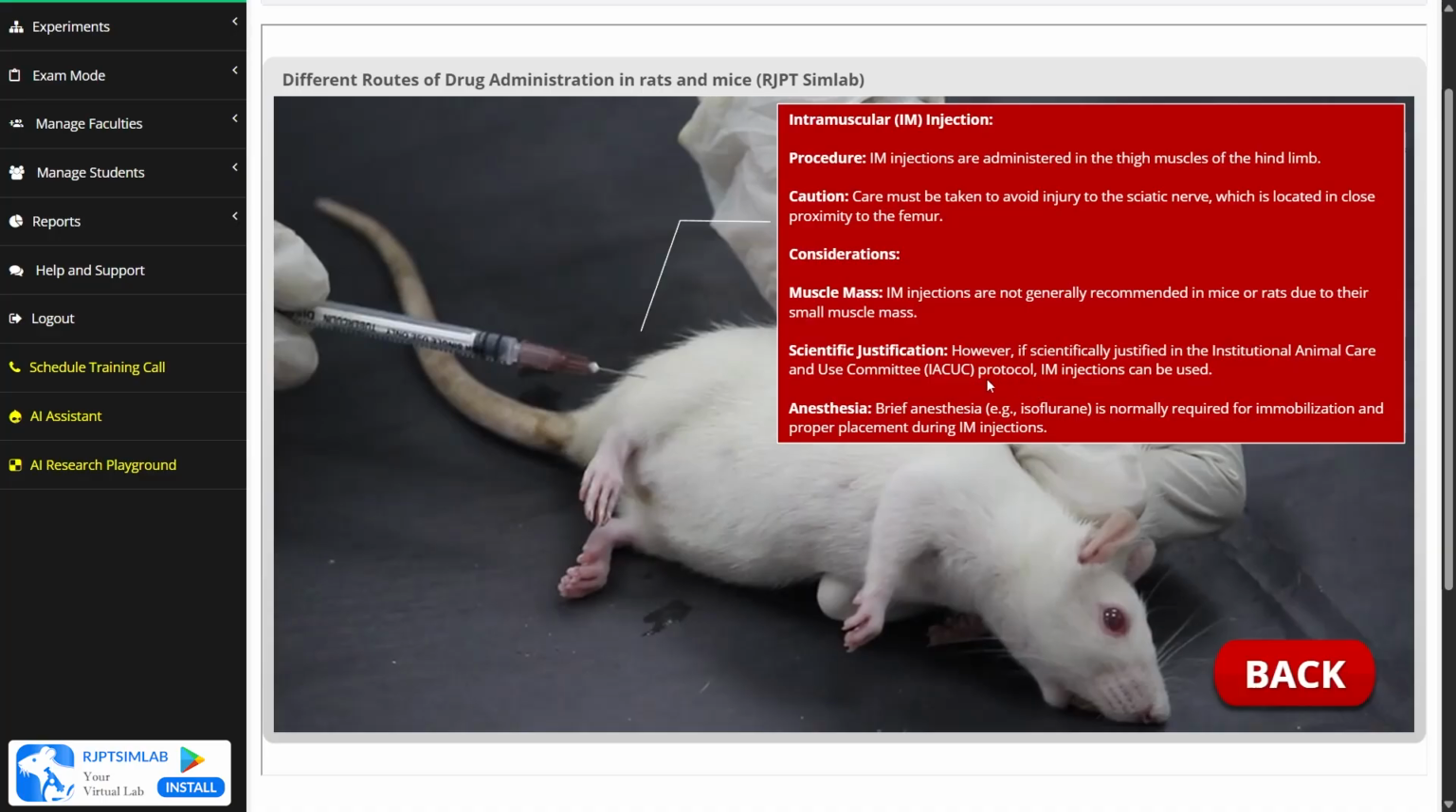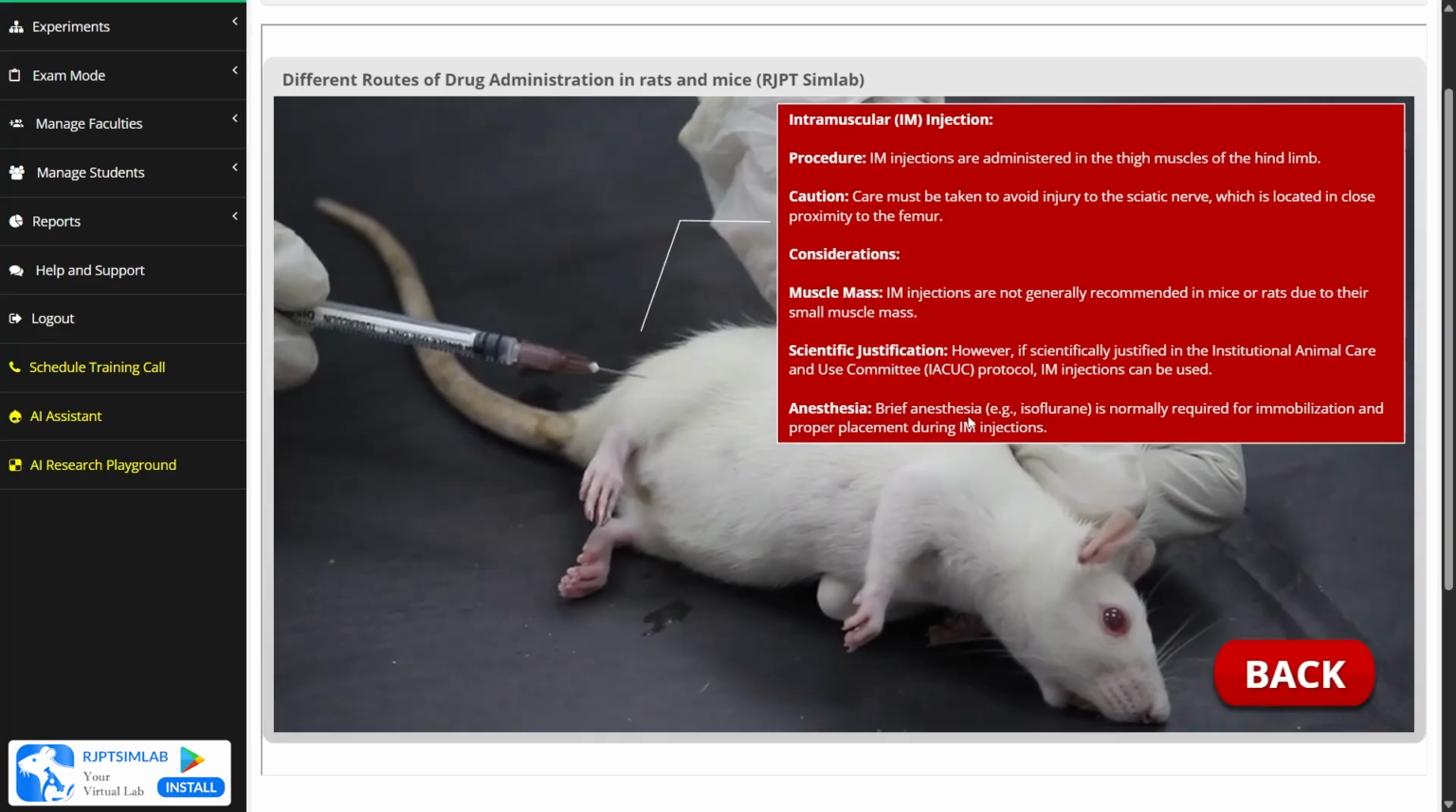The scientific justification says that, however, if scientifically justified in the Institutional Animal Care and Use Committee protocol, IACUC protocol, IM injections can be used. The IACUC protocol says that we can use the intramuscular method of drug administration in rats and mice because it is scientifically justified by the IACUC.